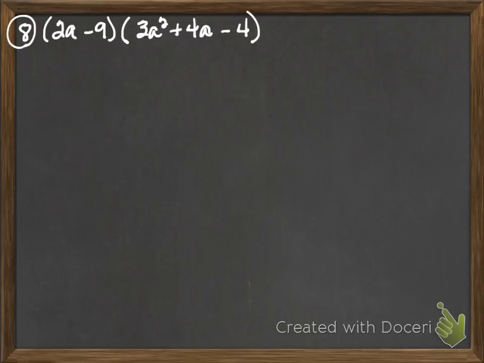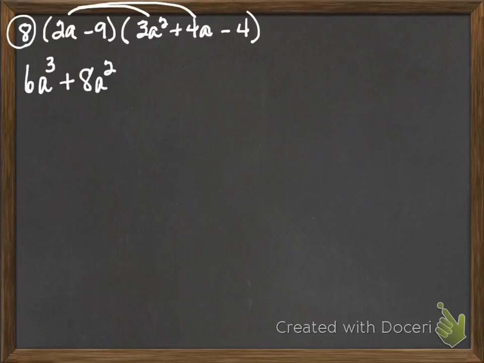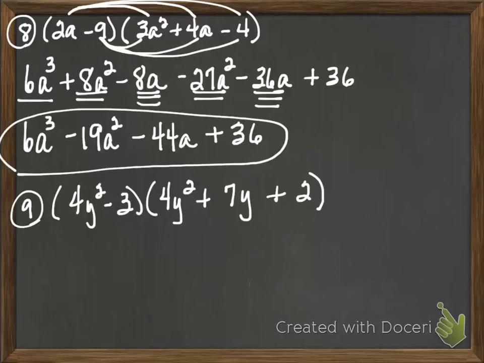2a. 2a times 3a is 6a to the third. Then 2a times 4a is positive 8a squared. Then you're not finished. You've got to keep distributing. 2a times negative 4 is negative 8a. And y'all try number 9 on your own. You're going to work it just like number 8.